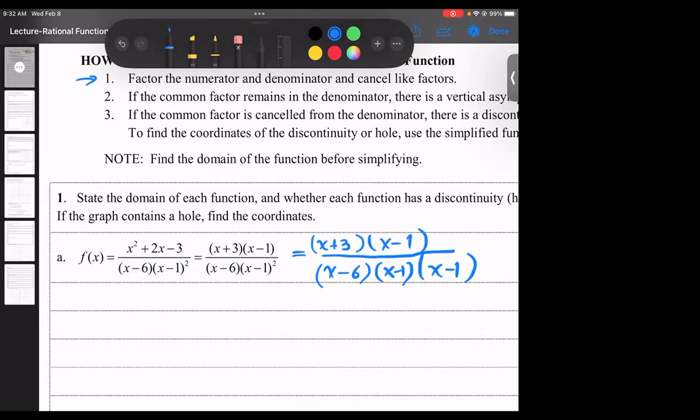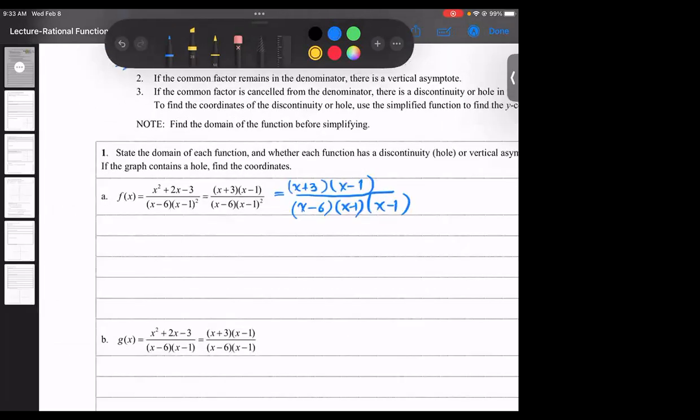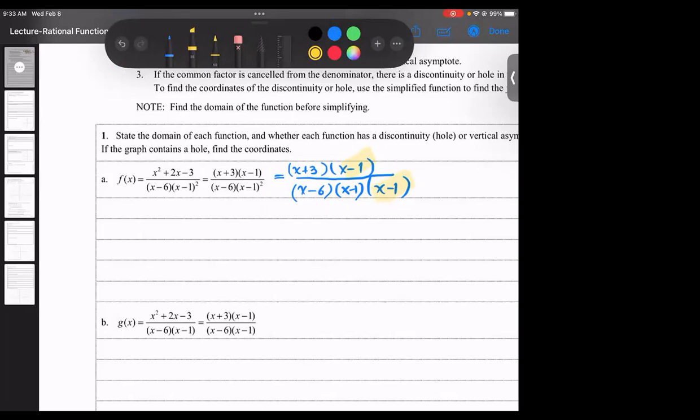So I can see that you try. What can you cancel? One of the x minus 1 on the top, and one of the x minus 1 in the denominator. So now your reduced function will be x plus 3 over x minus 6 times x minus 1.